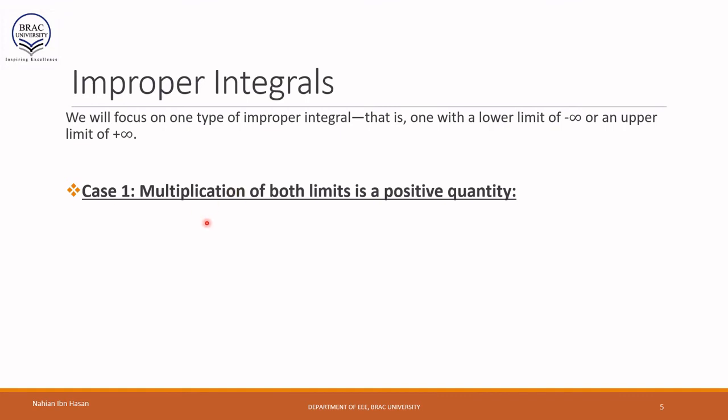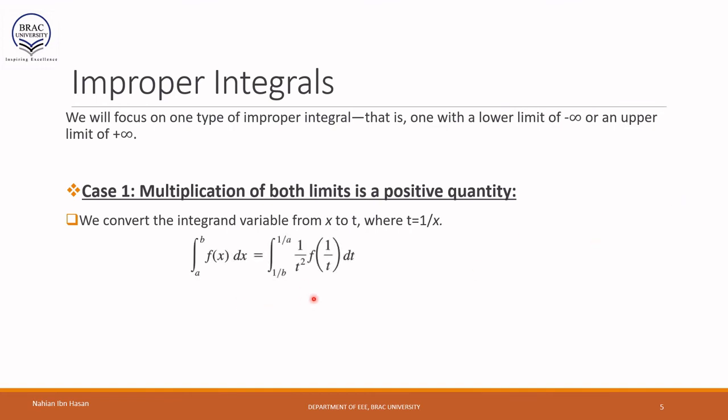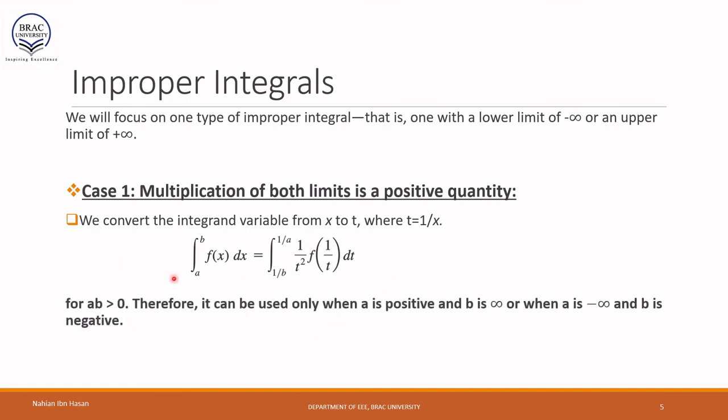There are two cases. Let's say if you multiply both of the limits, there is a positive quantity. If this is the case, then you can go for this approach. You just substitute the original integral variable into a new integral variable, which is actually the inverse of the original one. That means if you change the integral variable from x to t, where t equals 1 by x, then the equation would look something like this. Okay. So this approach actually works whenever a times b is greater than 0.